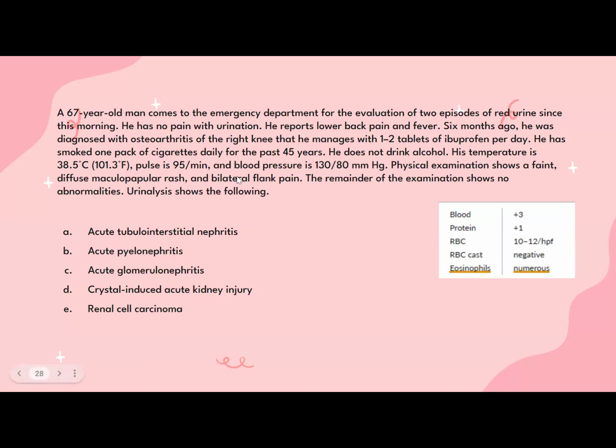So he has smoked 1 pack of cigarettes daily for the last 45 years. He does not drink alcohol. His temperature is elevated. His blood pressure is on the higher side. Exam shows a faint, diffuse maculopapular rash and bilateral flank pain.